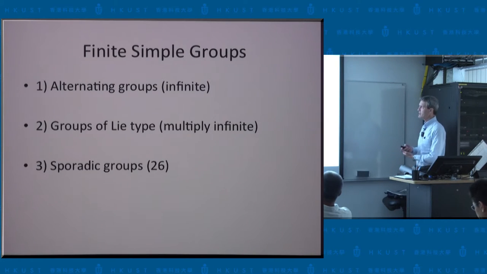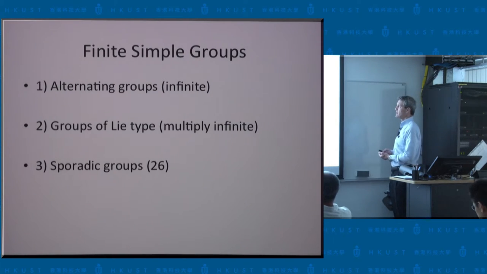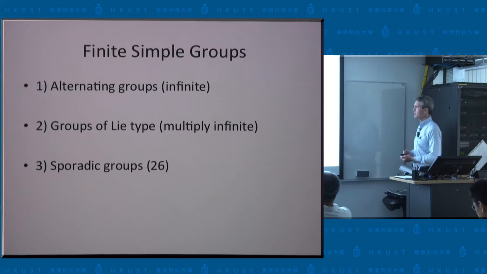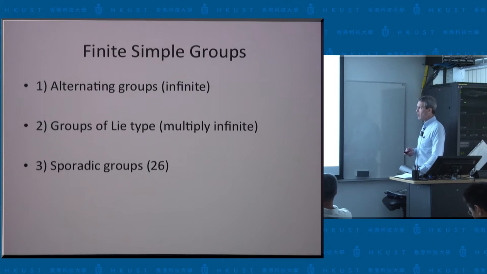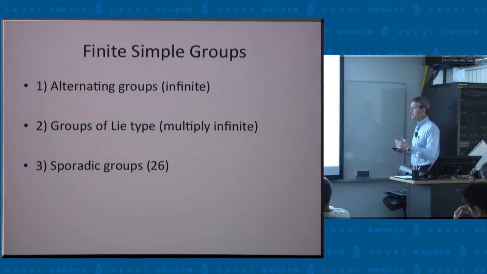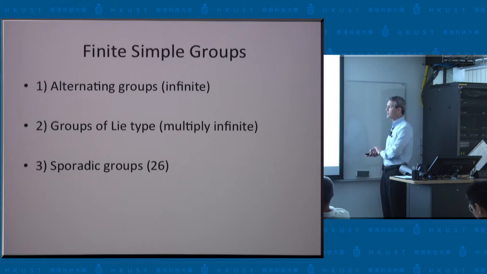The classification of the finite simple groups was one of the great accomplishments of 20th century mathematics. So I'd like to talk a little bit about where you see the 12 and the 24 there, and ask the question whether there might be some connections. And I don't know the answer to that. So it's just a question. But anyway, the classification of finite simple groups divides them into three families.